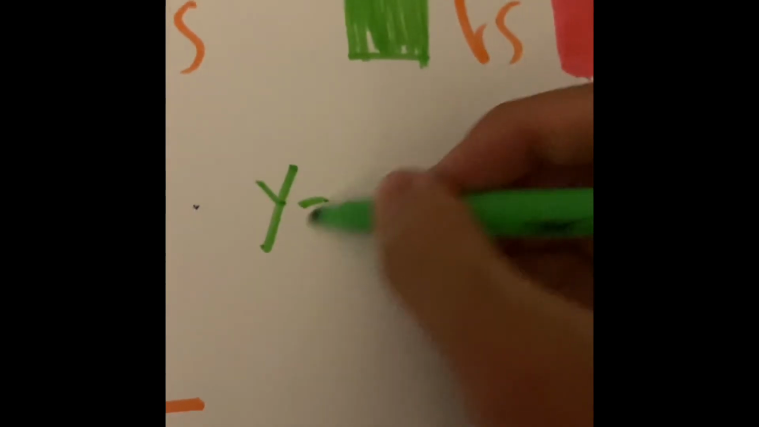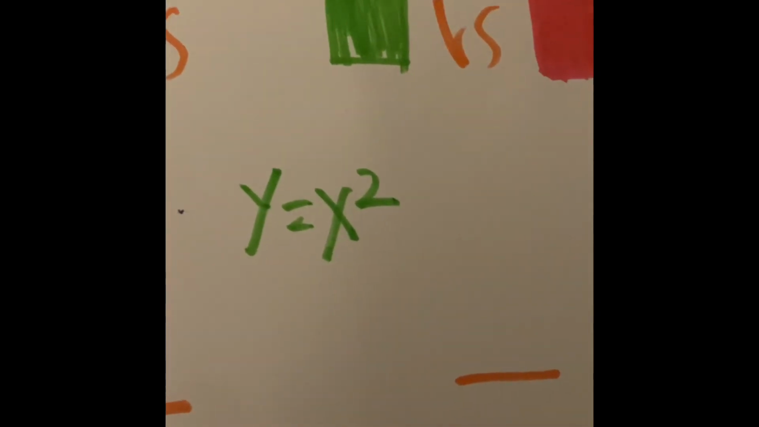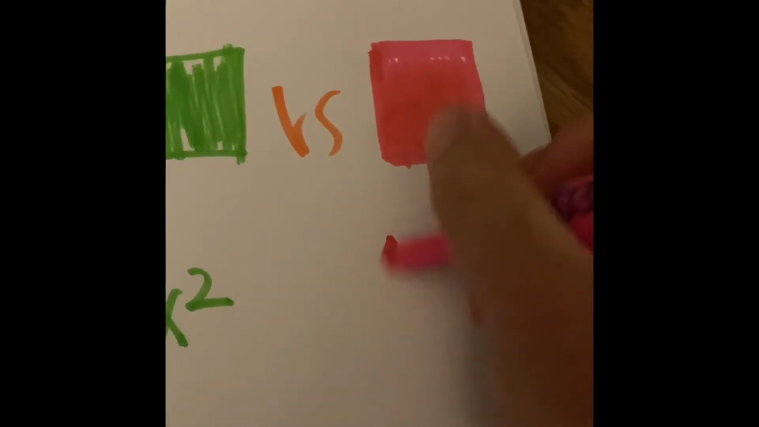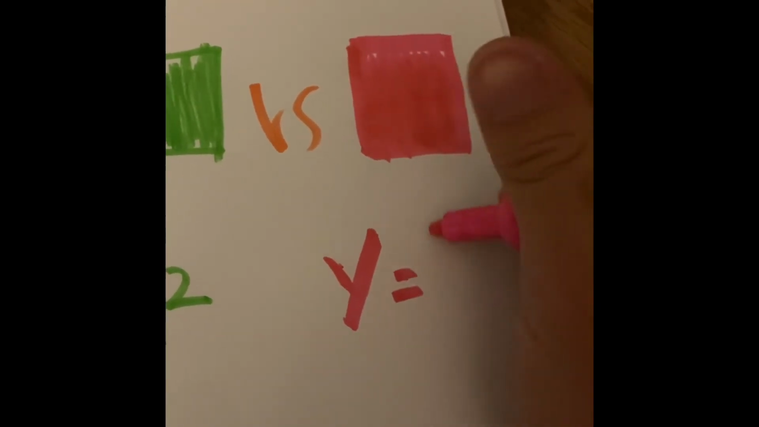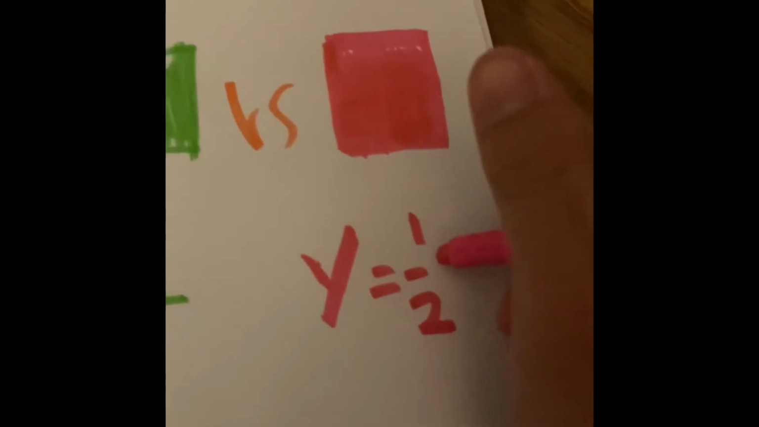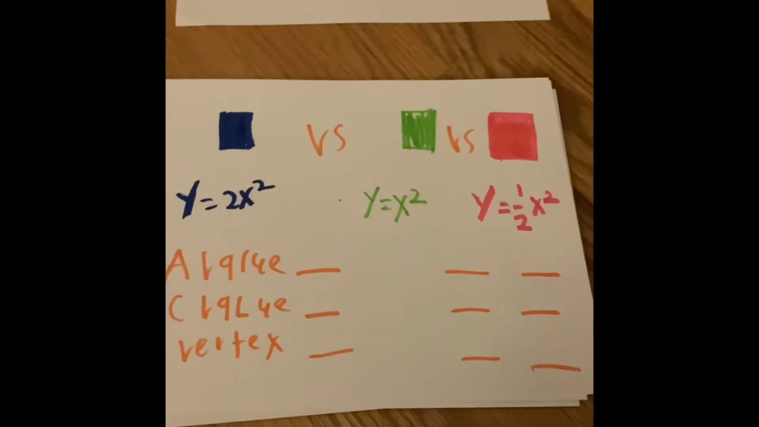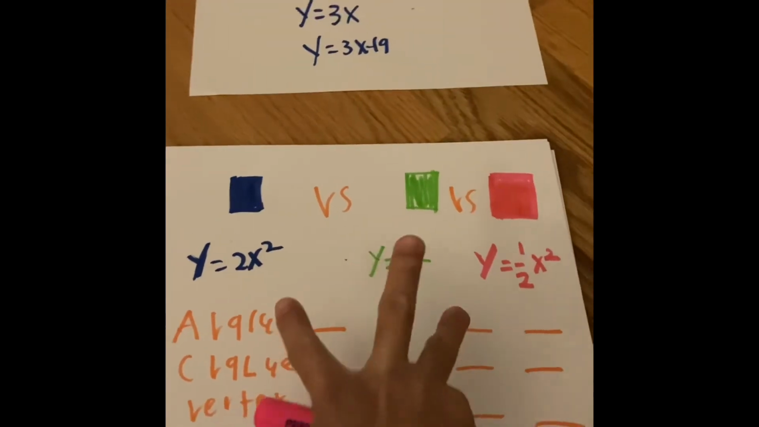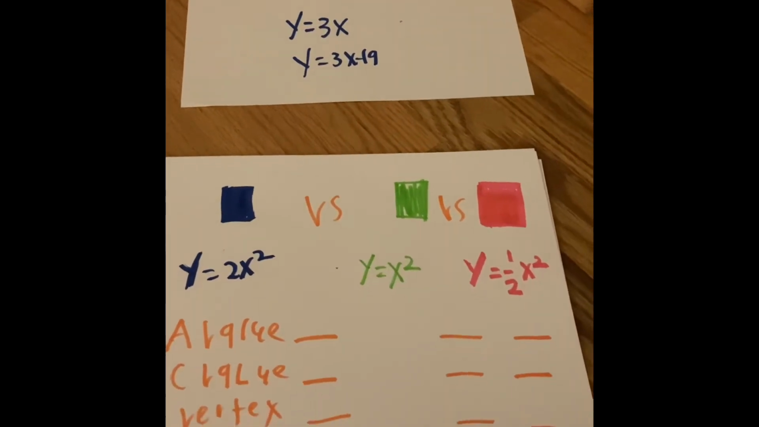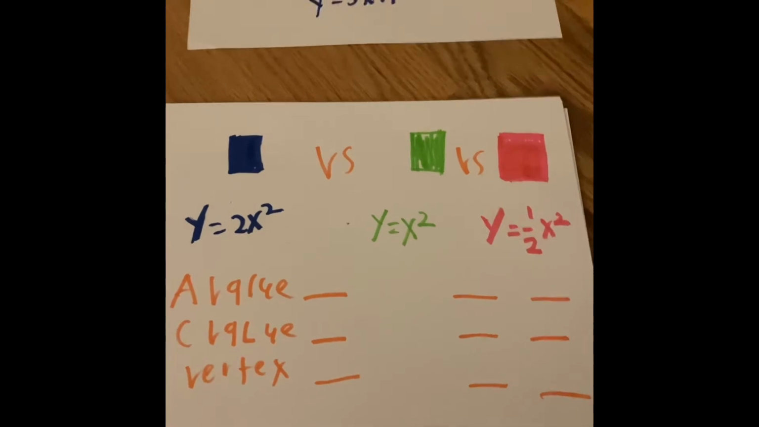On the green side, we're going to have an equation of just y equals x squared. On the red side, we're going to have an equation of y equals 1 over 2 x squared. So we're going to see some sort of competition between the three of them. Let's graph it.